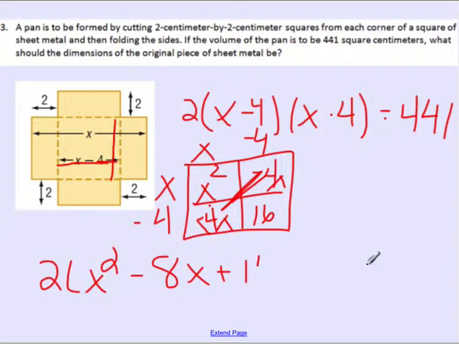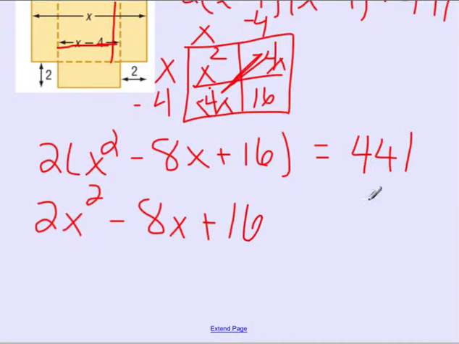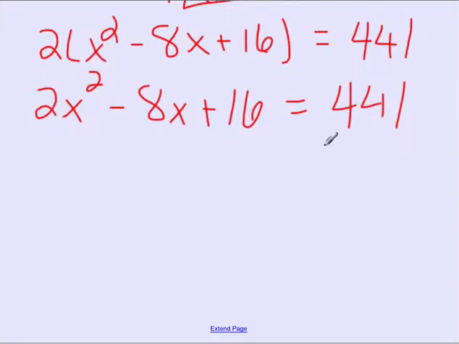Now recall that that's equal to 441. So now I need to multiply everything times 2. So then I get 2x squared minus 8x plus 16 is equal to 441. Now remember, in order for us to solve for x and use the quadratic formula, it has to be set equal to 0. So I need to subtract 441 from both sides.